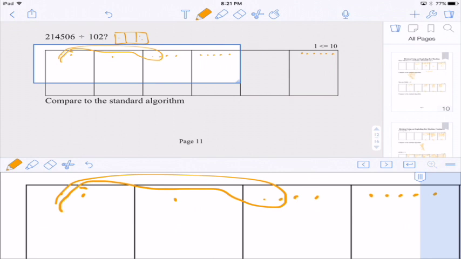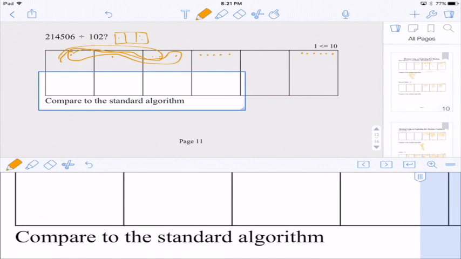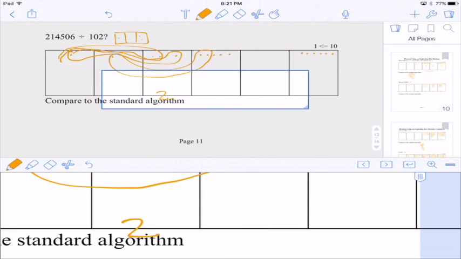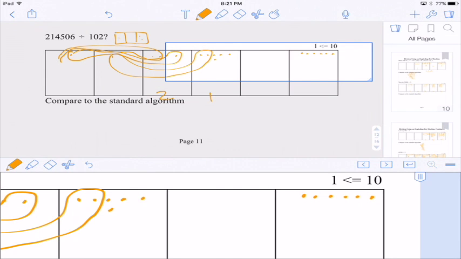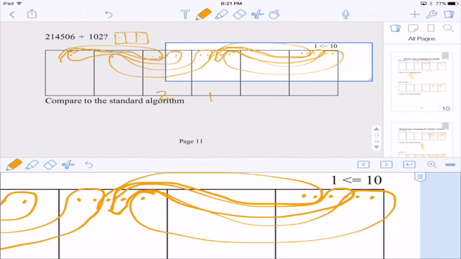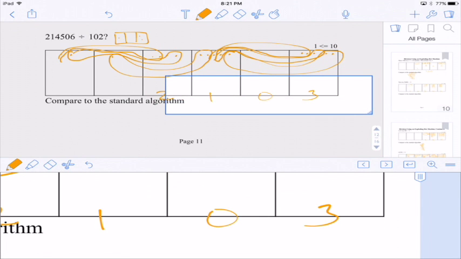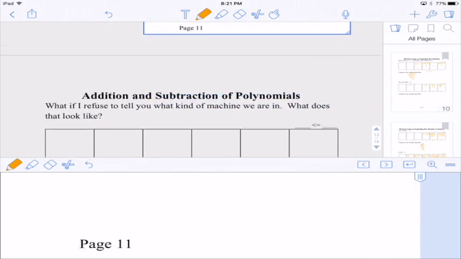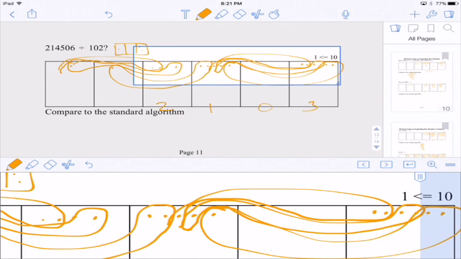There's one group of 102. 1, 0, 2. There's two groups. Now I want to do the same thing right here. 1, 0, 2. There's one group of 102. Same thing over here. 1, 0, 2. And 1, 0, 2. There's three groups. Here we had 0. 2,103. That's it.